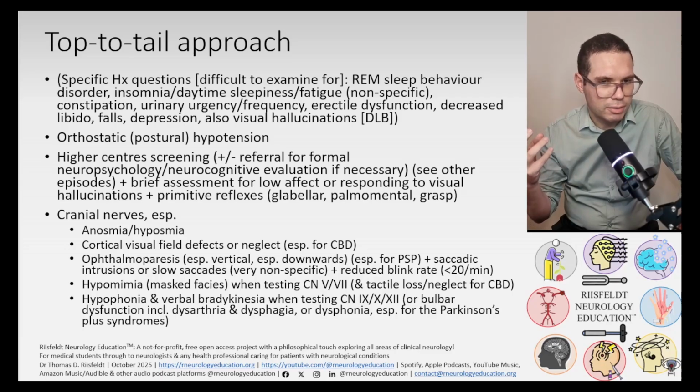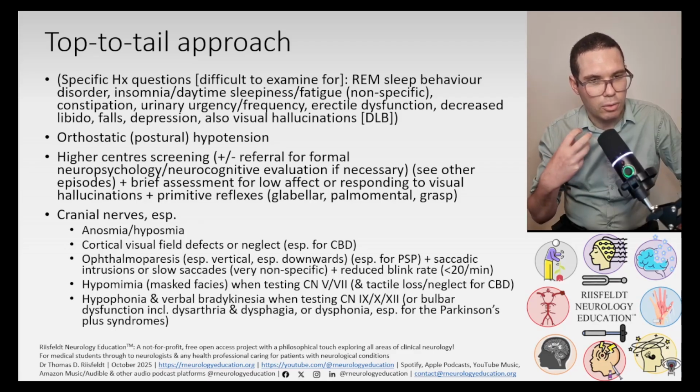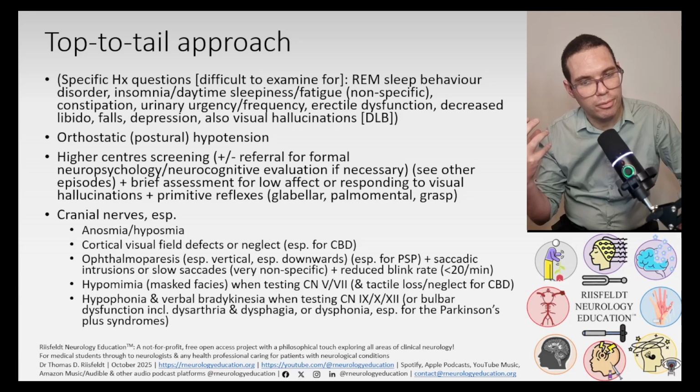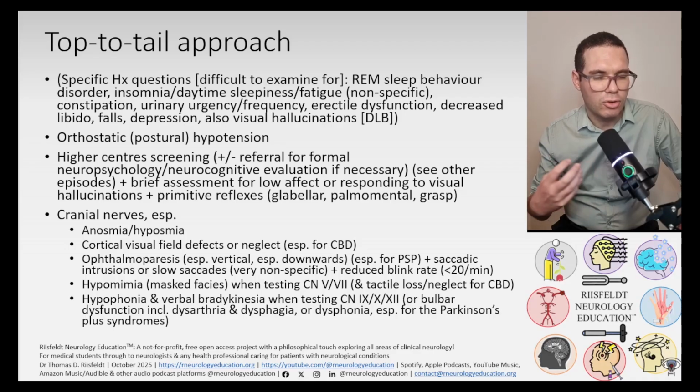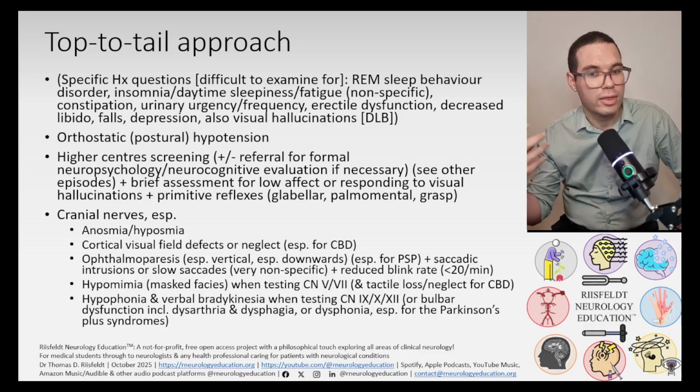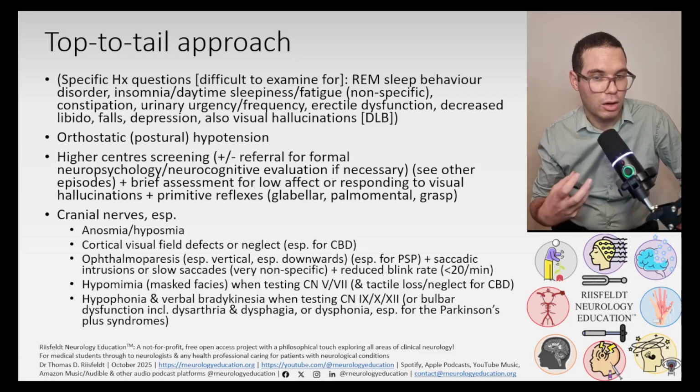In addition to hypomimia, you also want to think of hypophonia. So that's a soft voice. And also bradykinesia when it comes to speaking, so verbal bradykinesia. So these things should become obvious when testing the 9th, 10th, and 12th nerves, so when you're testing the bulbar nerves that come off the medulla as part of your normal cranial nerve examination. And it's also important to take note of dysarthria and dysphagia with a G at that time, because they are also features of Parkinson's disease in advanced stages or in the Parkinsonians plus syndromes. Also, dysphonia is important to take note of.